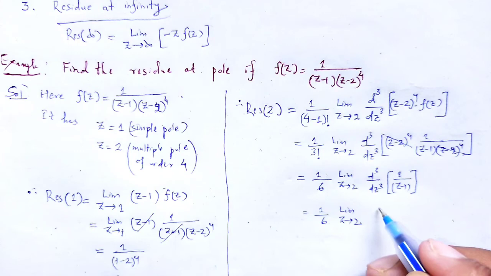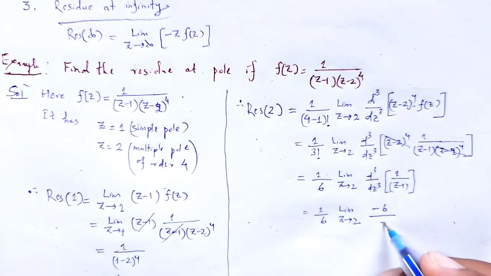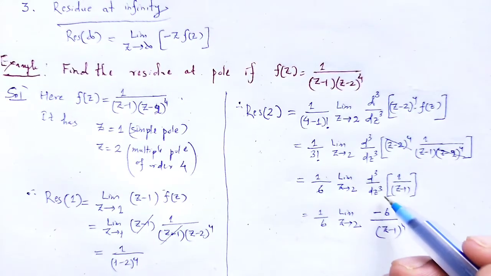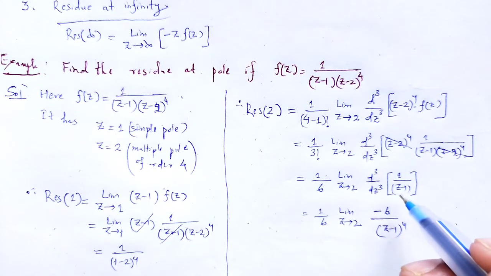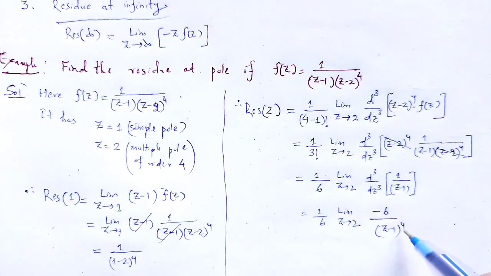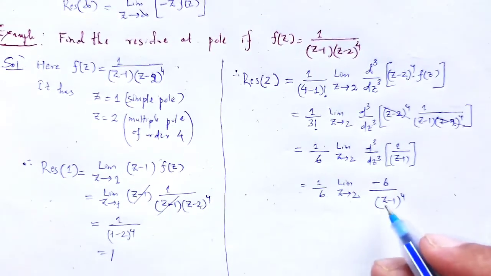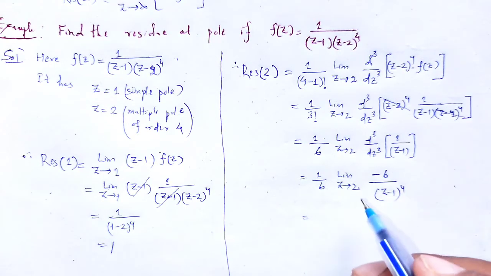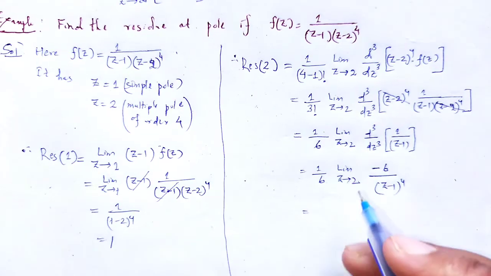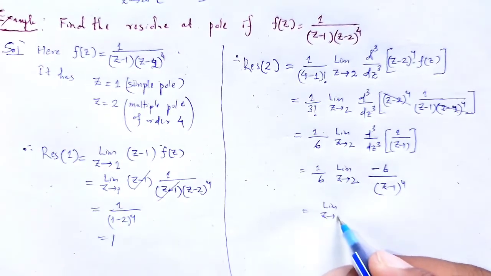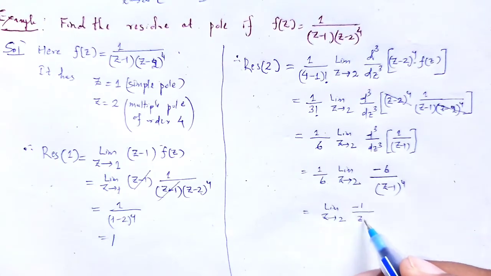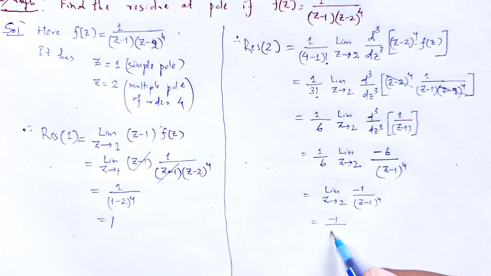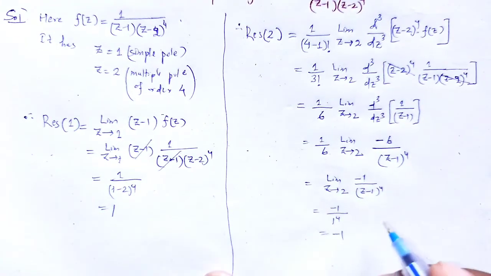Its third order differentiation is minus 6 divided by (z minus 1) to the power 4. First differentiating with respect to z, again differentiating with respect to z, and again differentiating with respect to z, we have the result minus 6 divided by (z minus 1) to the power 4. Now we evaluate the limit by putting z equal to 2. Here the 6 cancels out, as the 6 is a constant outside. So the limit as z tends to 2 of minus 1 divided by (z minus 1) to the power 4. Here minus 1 divided by 1 to the power 4 results in minus 1.